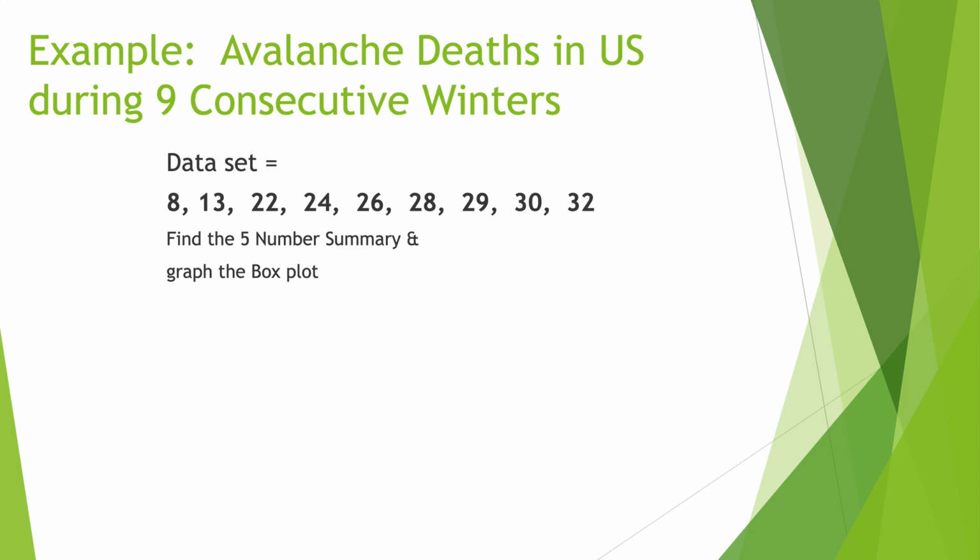Okay. So, first, to find the five number summary, there's a few different ways to do this. One of which is to realize that, hey, I got the median here in the middle. And by the way, when you have a small set of numbers like this, it is as simple a way to go as any. The median is 26. The minimum obviously is 8, and the maximum obviously is 32.